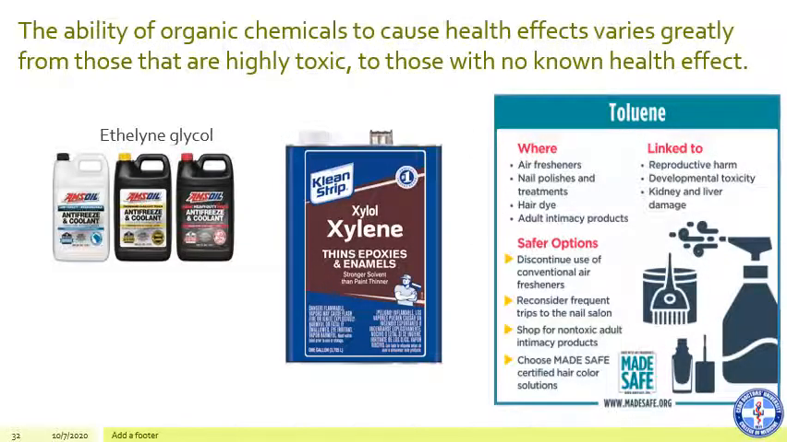Most of our daily use products are made up of chemicals like ethylene glycol, for example antifreeze and coolant. We have xylene, for example thin epoxies and enamels. Toluene, which we can find in air fresheners, nail polishes and treatment, hair dyes, and some adult intimacy products. But always remember that the ability of organic chemicals to cause health effects varies greatly from those that are highly toxic to those with no known health effect.